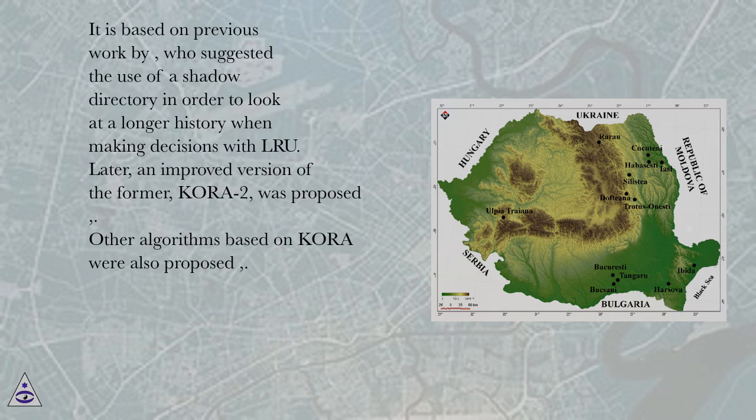It is based on previous work by, who suggested the use of a shadow directory in order to look at a longer history when making decisions with LRU. Later, an improved version of the former, Cora 2, was proposed. Other algorithms based on Cora were also proposed.